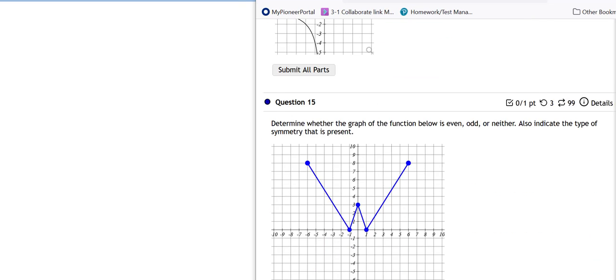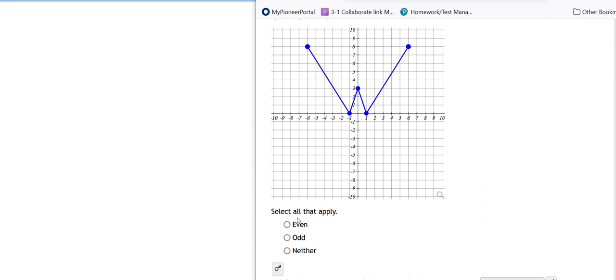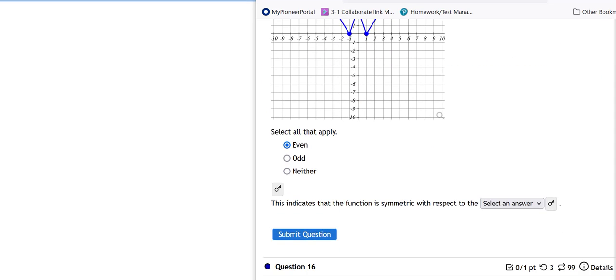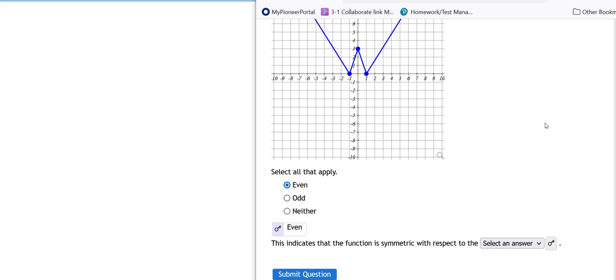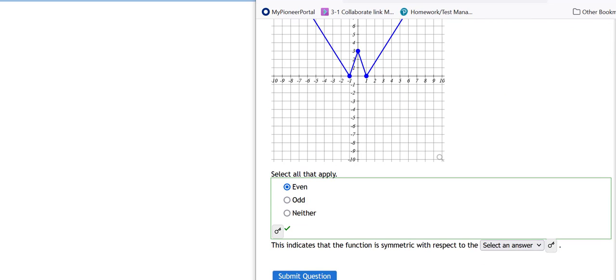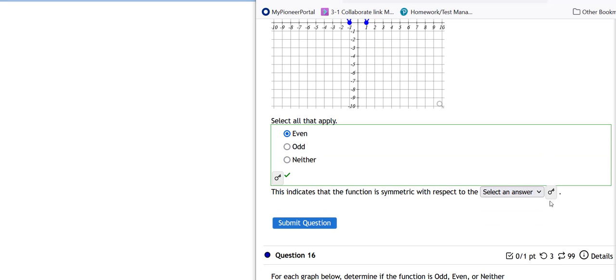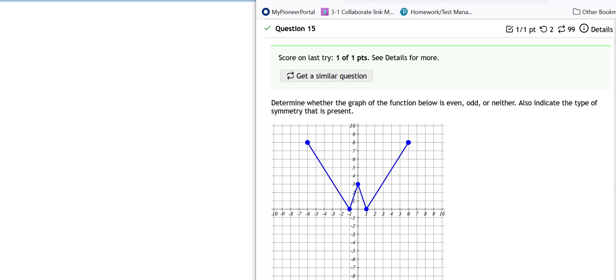Right, I also picked the next question, 15. This one you can see just looking at it, it's symmetric to y. It is not symmetric about the origin, so it's just a visual thing. So if it's symmetric to y, that is even, and that's going to be our answer. Click the answer key. Okay, let's go back and see what, oh, I didn't answer the last piece. This indicates that the function is symmetric with respect to the y-axis. So you'll have to watch for that on that problem.